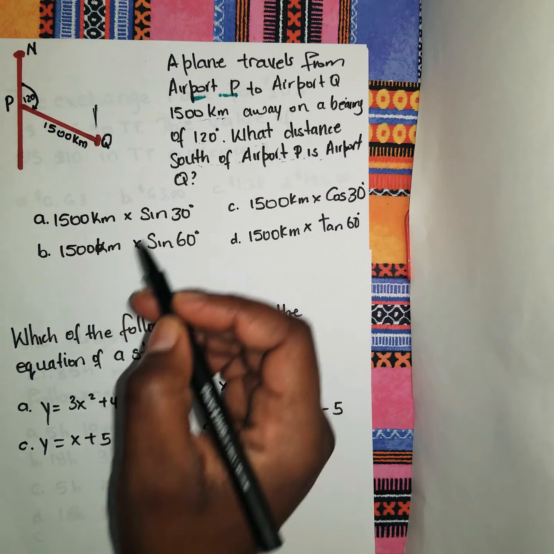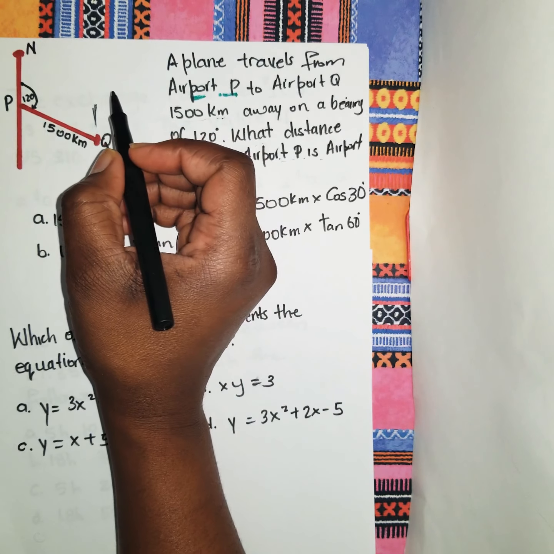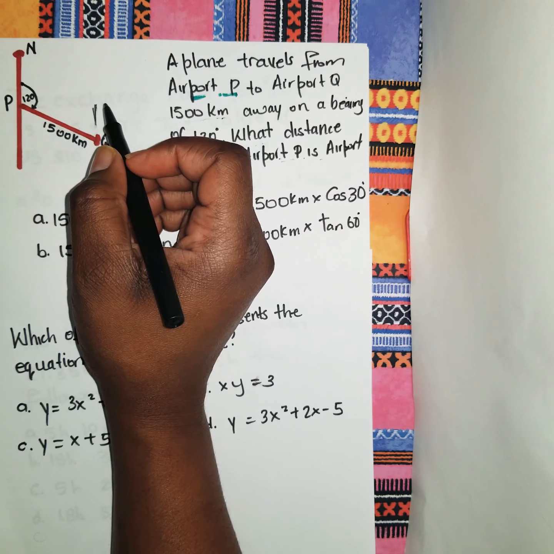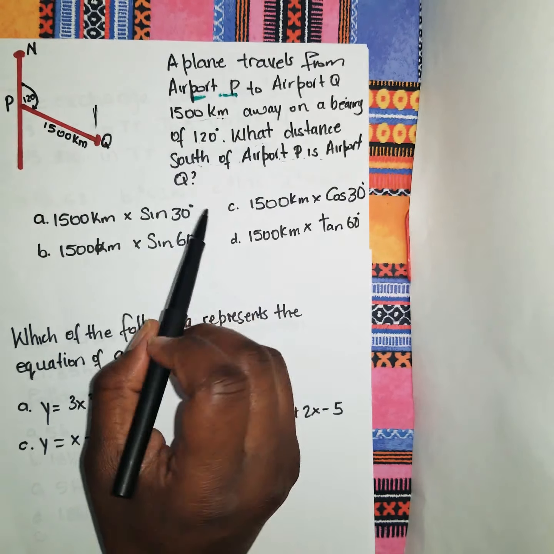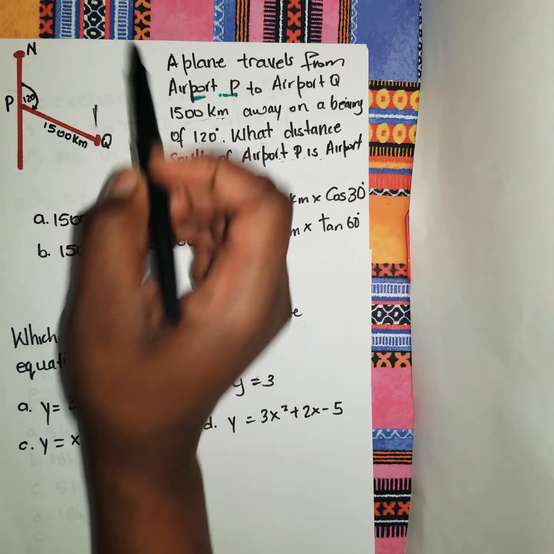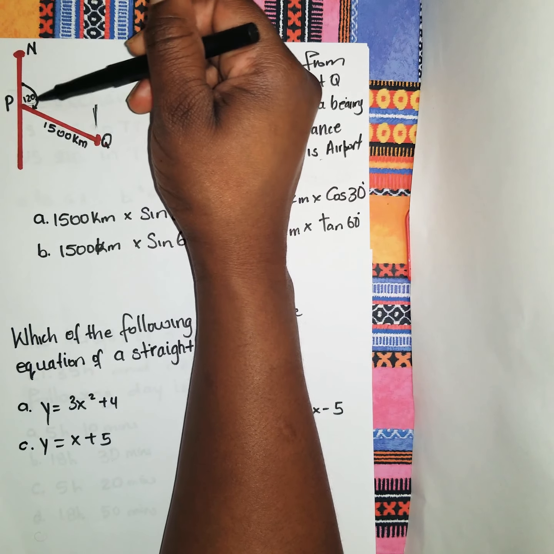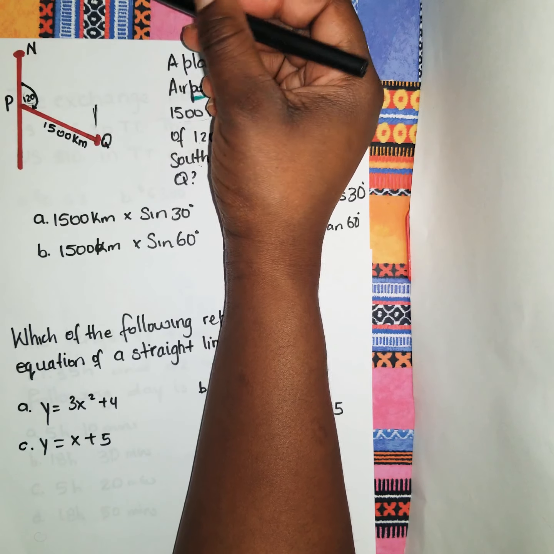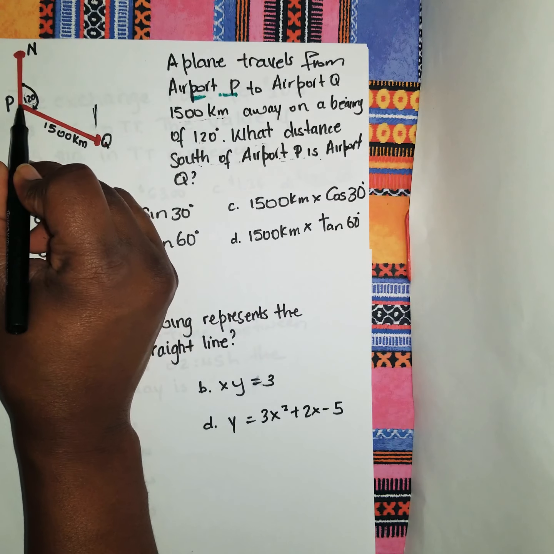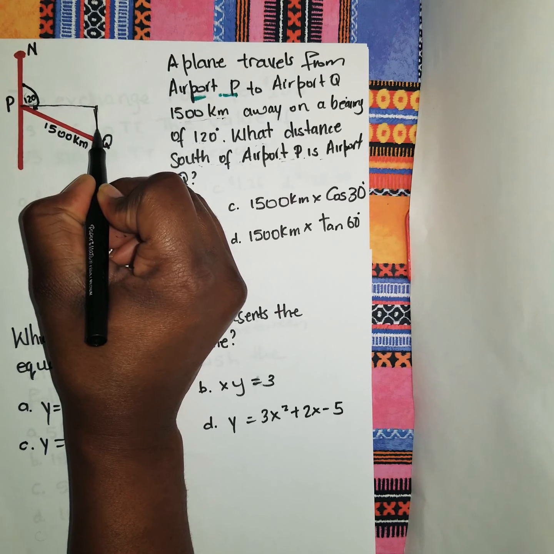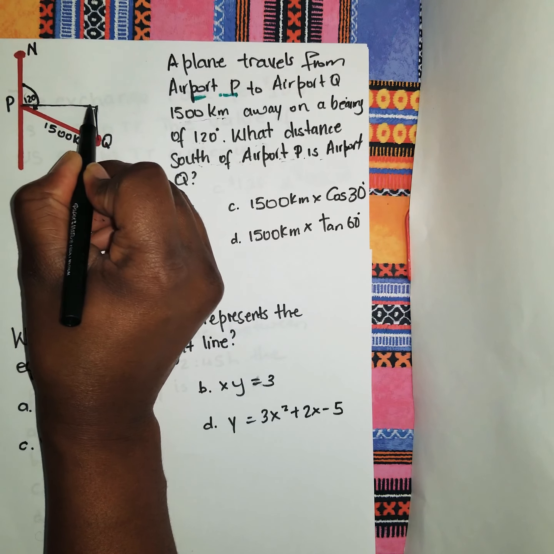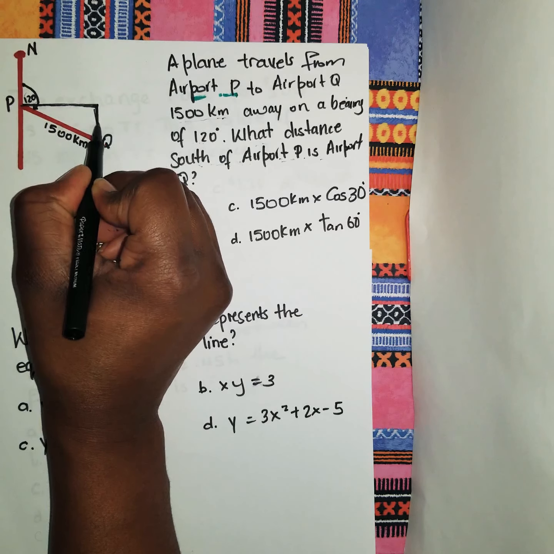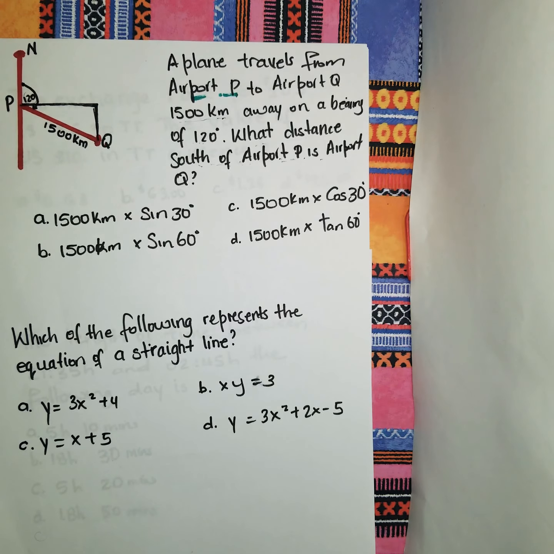And so we need to know the south distance, so we are supposed to be drawing a triangle to depict the south movement, all right? So we know this angle here is 120, this distance here is 1,500, so we can draw our triangle right here.